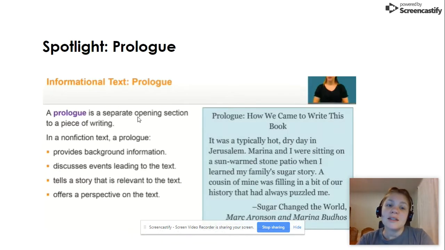Prologue, we went over this on Monday as well and looked closely at the prologue for Sugar Changed the World. It's that opening piece before the start of a book, provides some background information, might discuss those events that led up to the start of the story, and is always at the very beginning in a separate, highlighted section before you actually start with chapter 1.